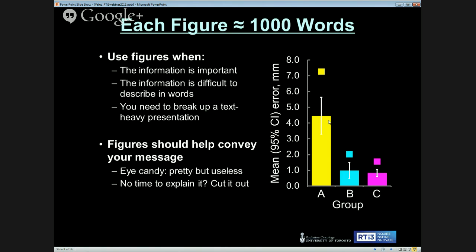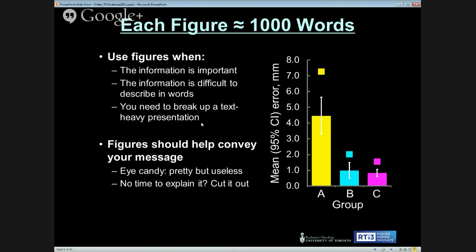A is a lot higher than B or C, or B and C are similar, depending on the context you want to make. If this graph was slightly different and I only had 2 groups, for example, A and B, this might not be the best use of a figure because I could potentially summarize that in a bullet point. So use figures when it's important to.